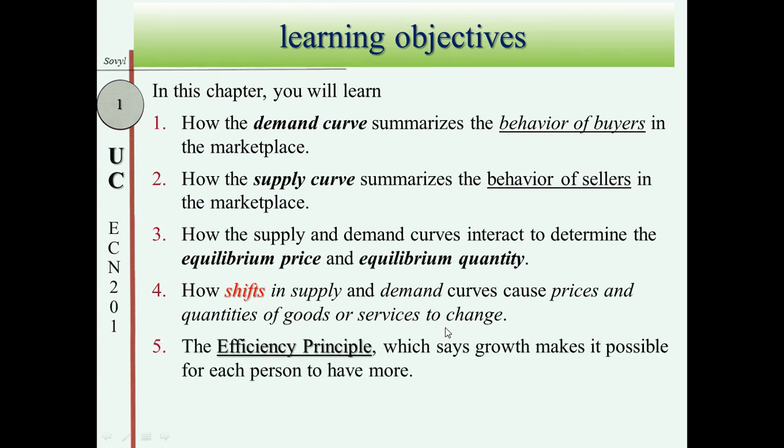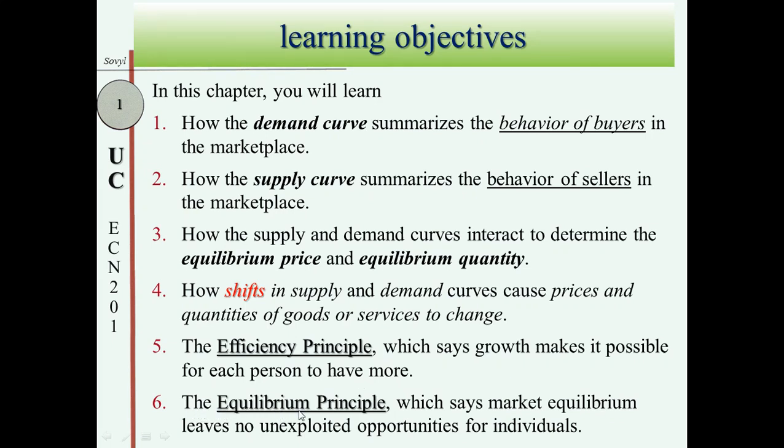5. Efficiency principle. The efficiency principle says that growth makes it possible for every member, every person, to have more. Let's say a short explanation. When one country grows in terms of money, income, it is possible for every member in this country to have more money. When one country grows its production, that means production becomes more and more. So when this country grows in terms of production, each member will have more product to use, to consume.